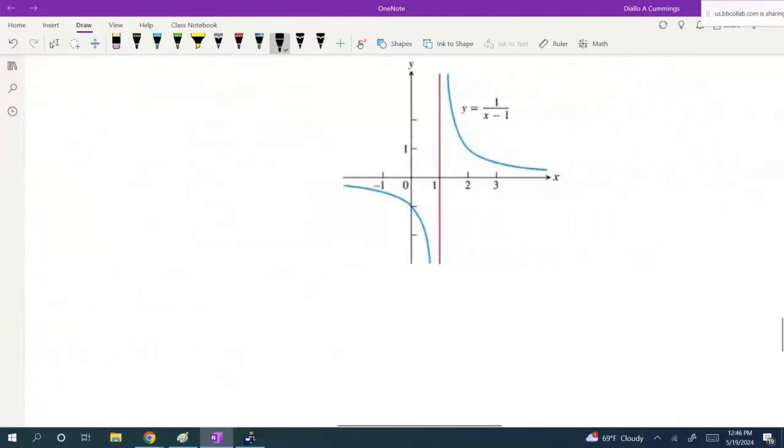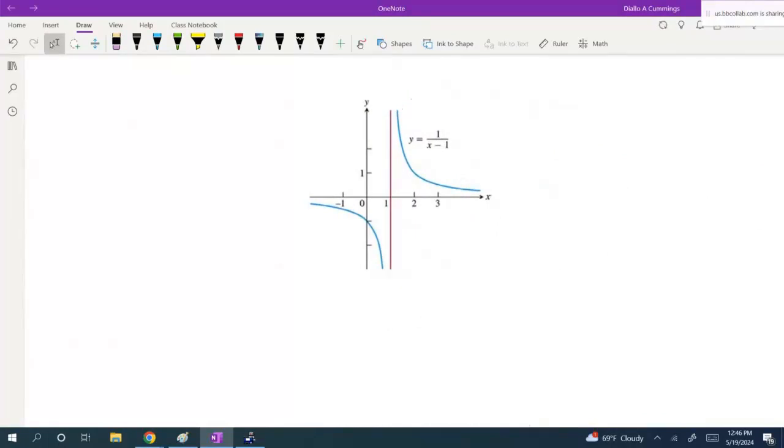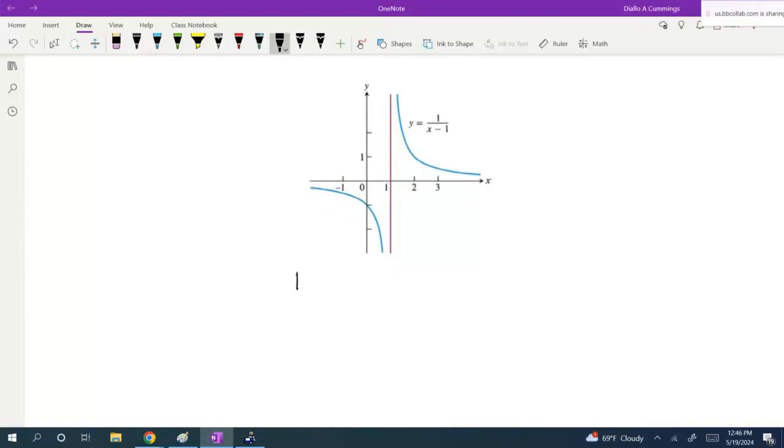And let's take a look at one more example. All right, so here we're going to find the limit as x approaches 1. So we have to find the left-hand limit, the right-hand limit, and then determine if the limit exists. So this is the function y is equal to 1 over x minus 1. So the left-hand limit, the limit of f of x as x approaches 1 from the left.